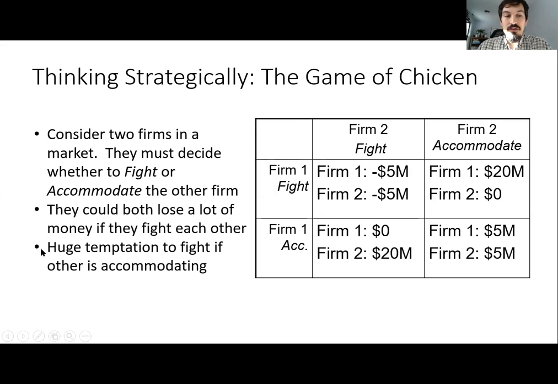That's kind of a point here, the last bullet point. But of course, they want to avoid this case where they both fight each other and lose a bunch of money. No firm wants to lose $5 million. But if you think the other person's going to accommodate and make $5 million, that's a huge temptation to jump in and be the aggressive one and earn 20.